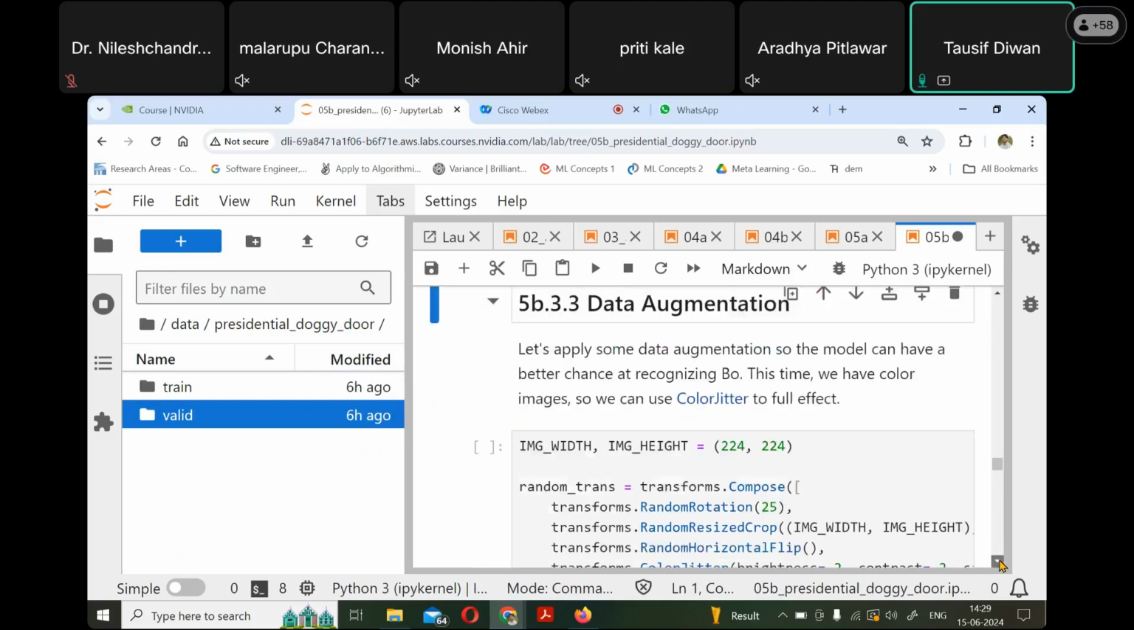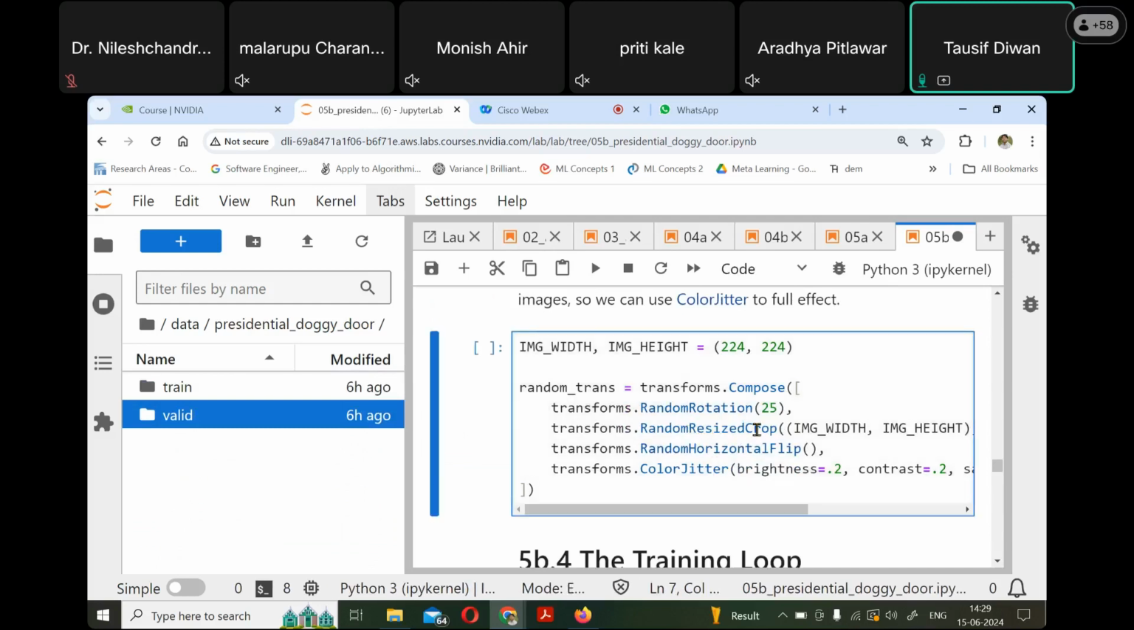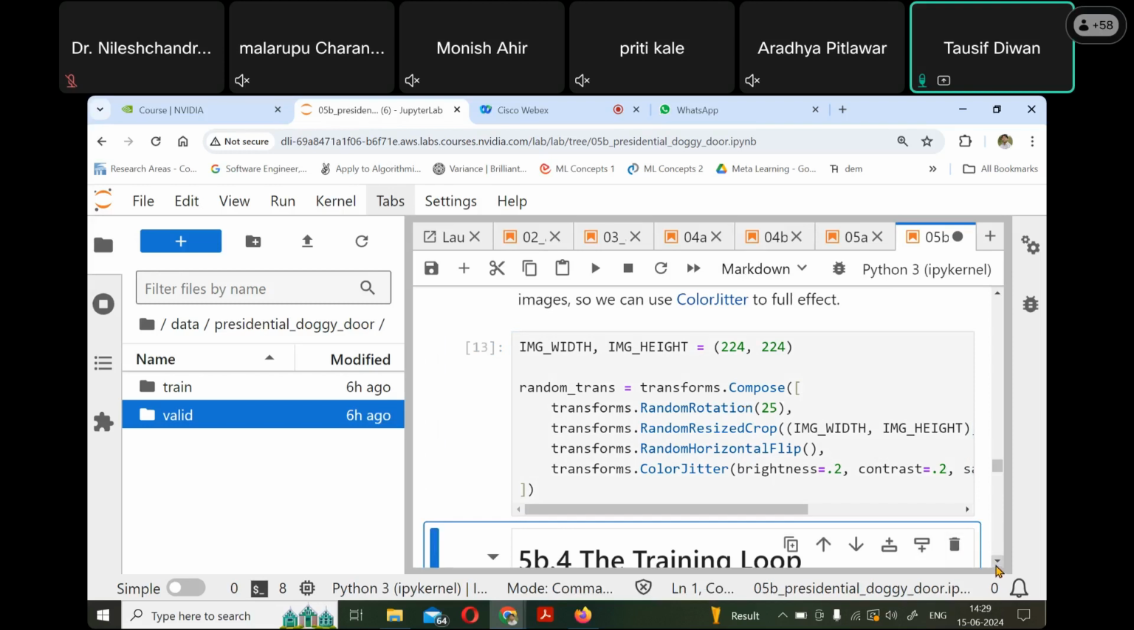Now we will do the augmentation. These are the types of transformation that we are applying: random rotation, random resize crop, horizontal flip, and color jitter. Image width and height are 224 by 224. Just run this.